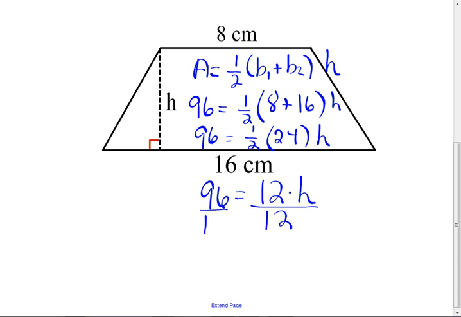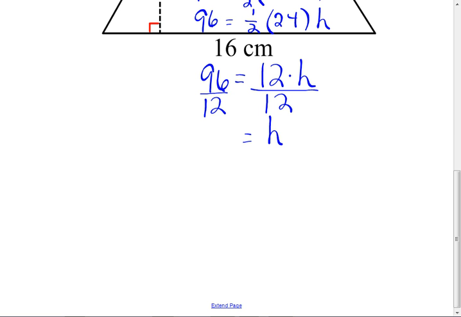Do you guys know how many times it goes in? Well, 12 is pretty close to 10, isn't it? And 10 would go in about 9 times. But it's a little bit bigger than 10. So I'm going to guess 8, and it is 8. So I can use some estimation to figure it out if I don't have my calculator handy, which I don't.